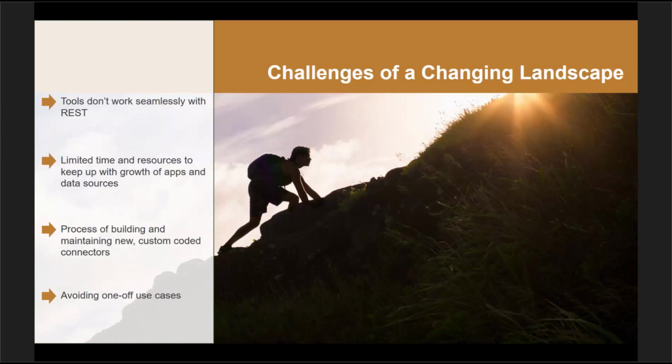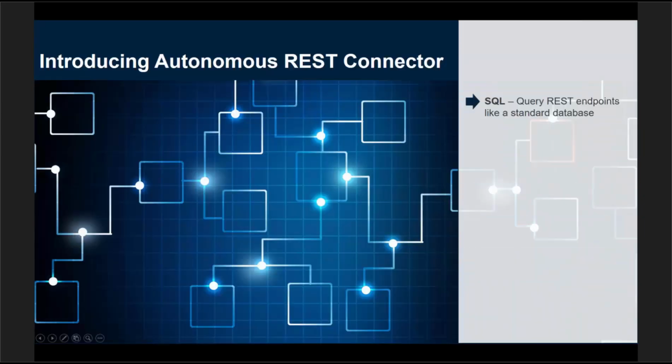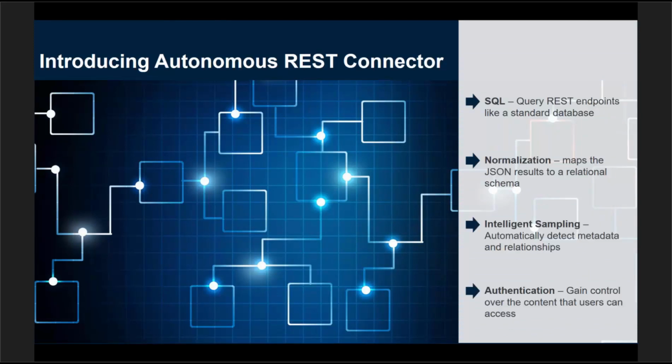For all these reasons and more, we have developed a solution that we feel addresses this very well for ISVs. And that's what we're here to talk about today. This is what we're introducing, the Autonomous REST Connector. Quite simply, it's an intelligent, customizable data connectivity solution enabling lightning-fast, codeless connections between your application and REST API data sources. And there are really four main primary characteristics here.